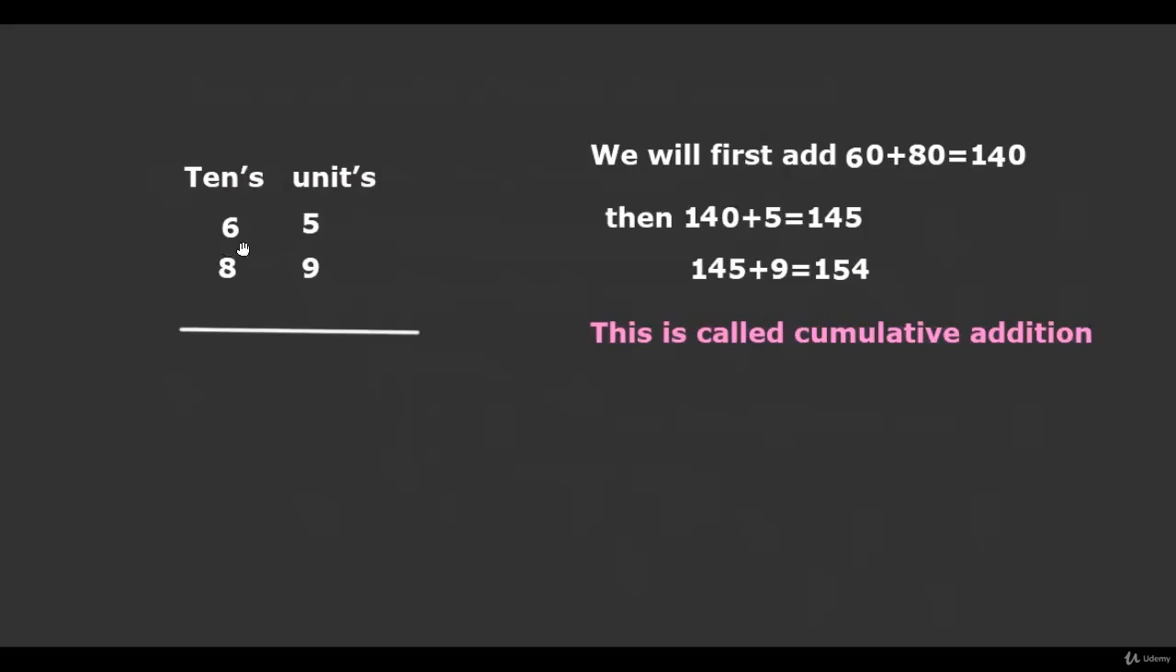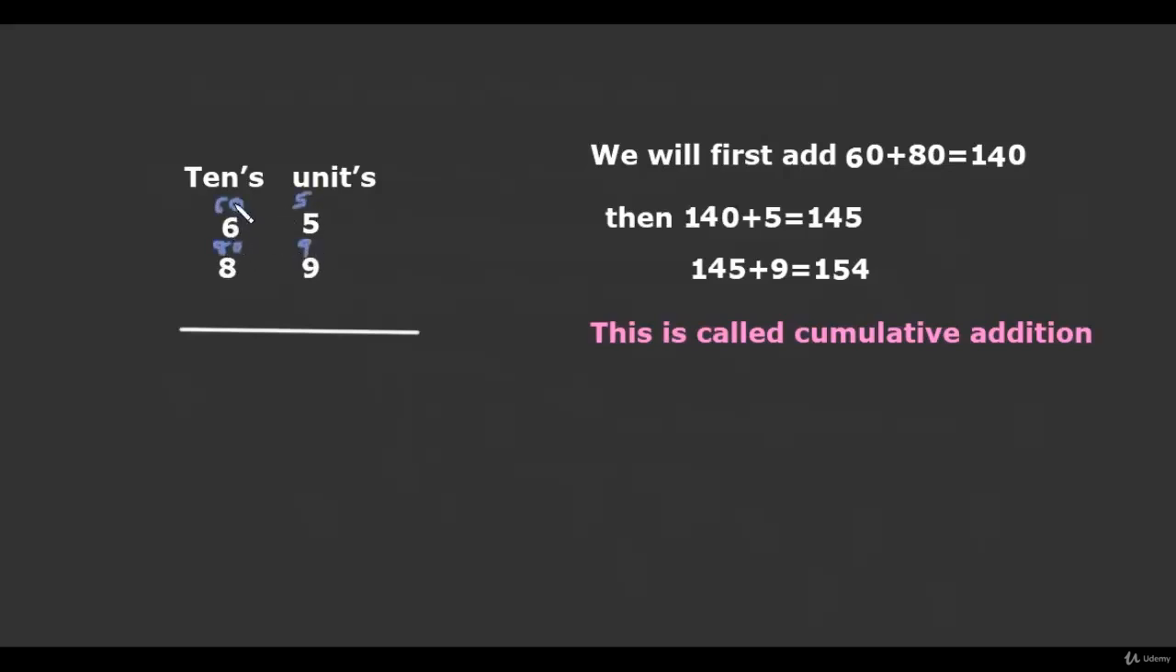Now here we have to add 65 and 89. These numbers are called tens digit numbers. These are called unit digit numbers. So first of all we will split these numbers. For 65 we can just assume that this is 60 plus 5, and for 89 we will assume that this is 80 plus 9.